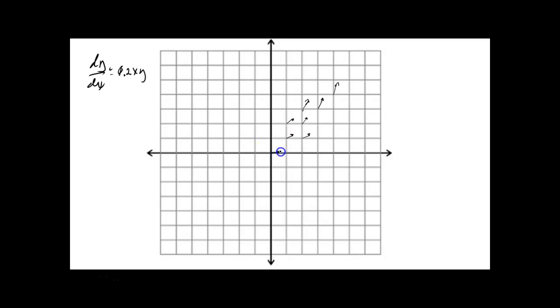0, 0. 1, 0. 2, 0. 3, 0. 4, 0. 5, 0. See, I get a lot more done than y'all do. Okay, 6, 0. 7, 0. Okay? Or 0, 1. 0, 2. 0, 3. 0, 4. See, if you're multiplying by 0, it doesn't matter.